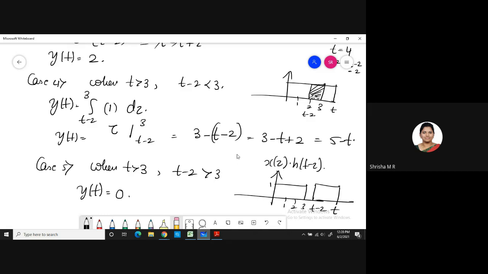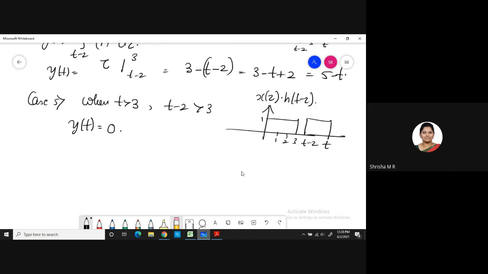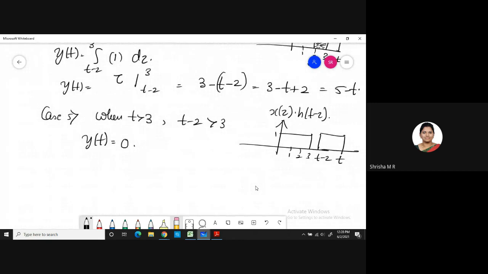So you have to know the width of both x of tau and h of t minus tau, fix one waveform and vary the other waveform using the 2 pointers. You take these 2 pointers, t minus 2 and t, and vary with respect to those pointers. So what was your y of t?